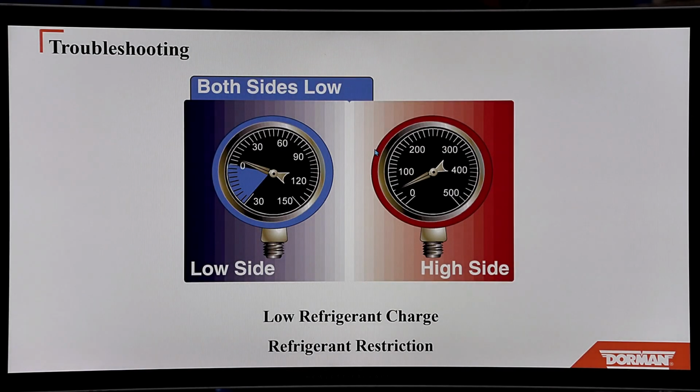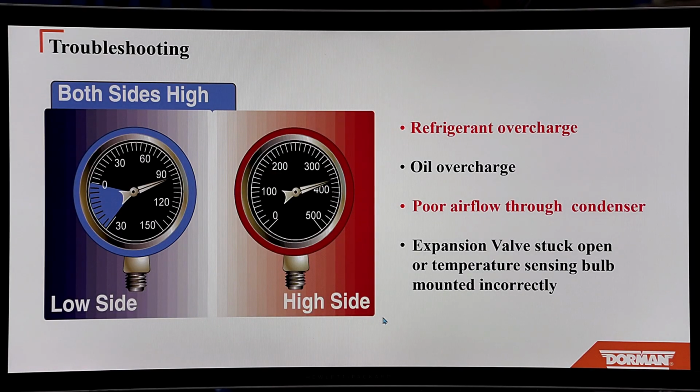Now, both sides are low. If you hook your gauges up, both are low, you probably have a low charge or a restriction in the system, right? If both sides are high, you may have an overcharge.